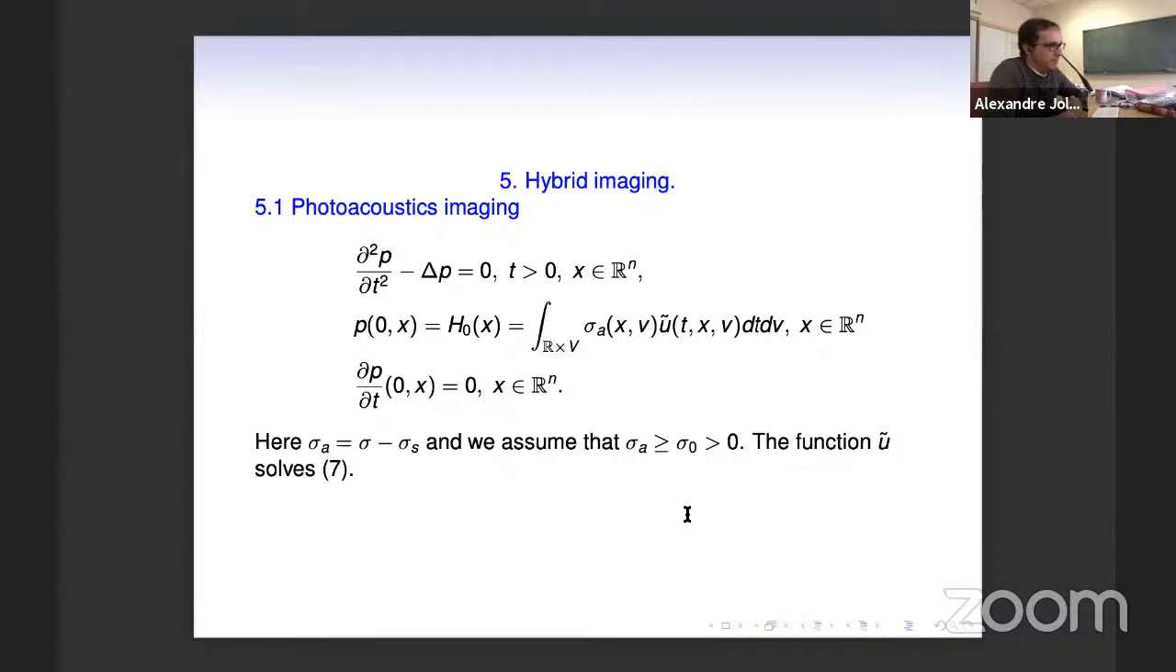So our question was what kind of information we can recover on the optical parameters from this quantity here. And again, you have the integral over the time here. So instead of U tilde, you can consider the solution of the stationary linear Boltzmann equation. And because you assume that sigma A will always be positive, you will have sigma greater than sigma A. So one of the subcritical conditions I showed you before is always satisfied. So you have uniqueness and existence of a solution to the stationary linear Boltzmann equation.